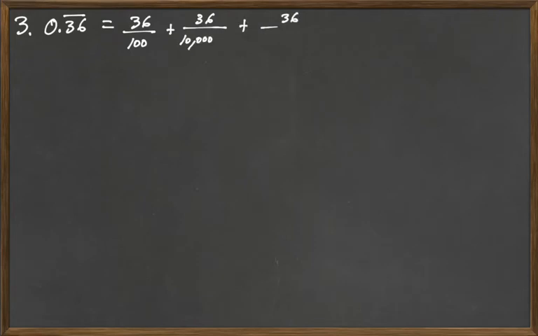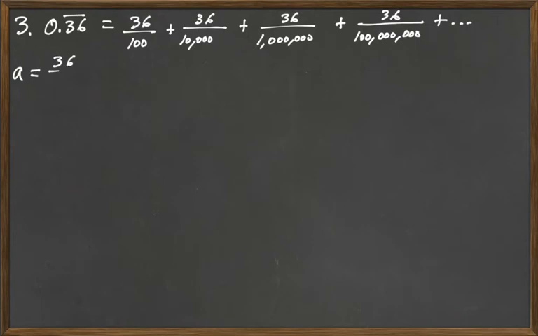This one's a cool one. We're going to look at 0.36 repeating. So 0.36, 36, 36, 36. So that's going to be 36 over 100 plus 36 over 10,000 plus 36 over 1 million plus 36 over 100 million, and etc. Okay. Your first term is 36 over 100.